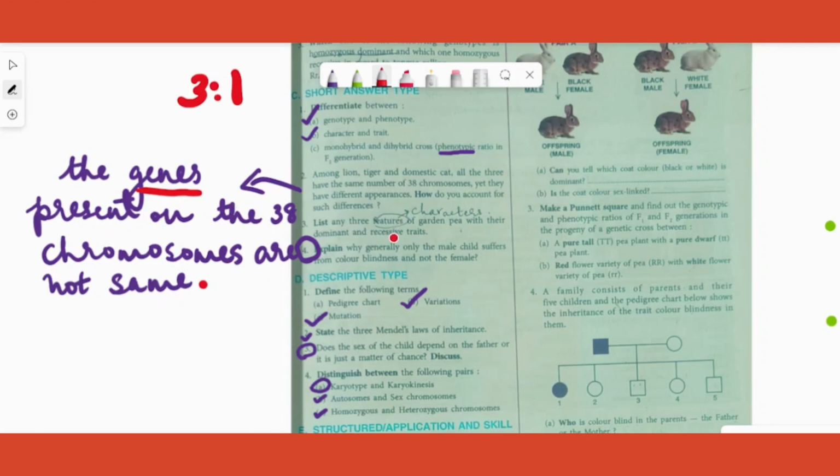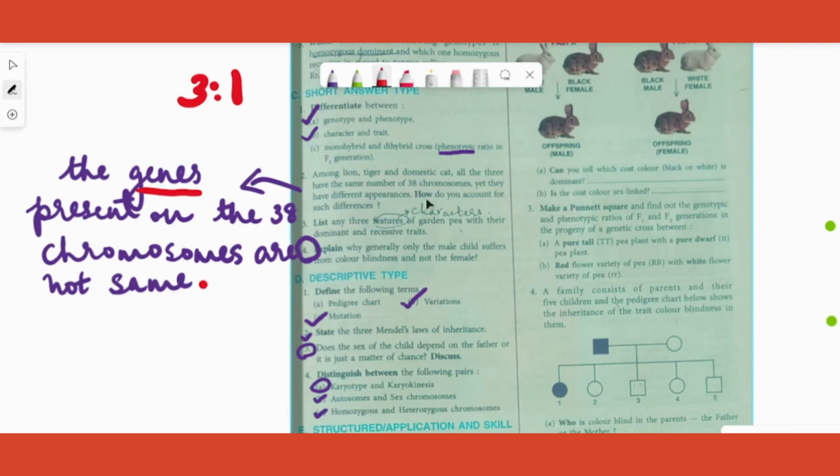Next question, list any 3 features. These features are nothing but characters given in a textbook box where they have given you 7 different characters and their recessive and dominant contrasting traits. Same thing, you can pick any 3. I need not go into that explanation.